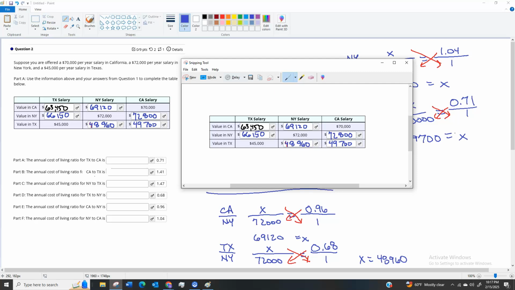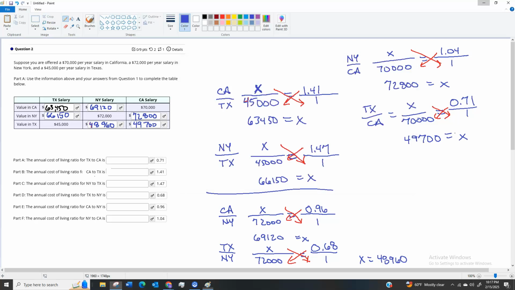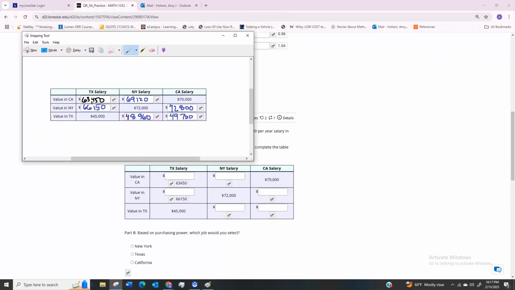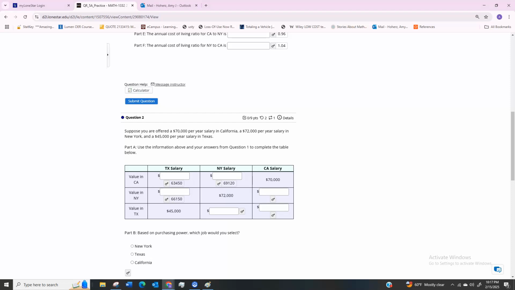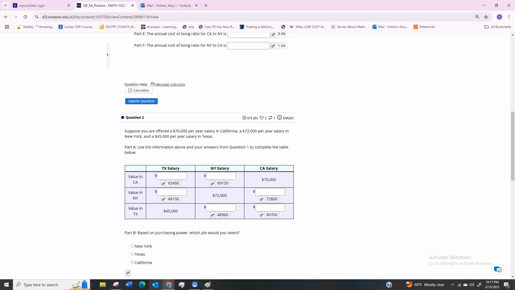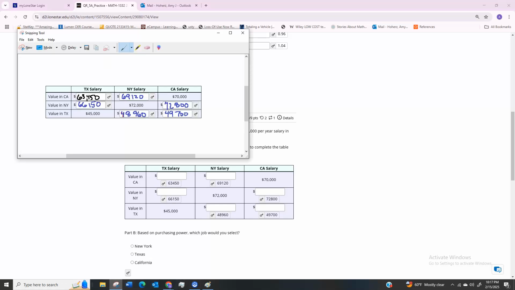So this is a snip of our answers that we just had. I'm going to close out of this and go back to the actual Lumen page so that you can see. 69,120, 48,960, and then we've got 72,800 and 49,700. So hopefully that helps. As far as one of those ways, hopefully one is comfortable for you and you can stick with it. I would choose a method and stick with it.